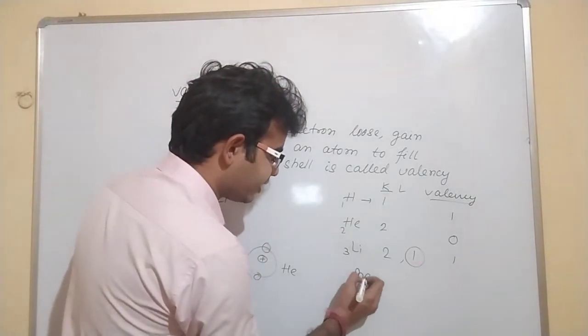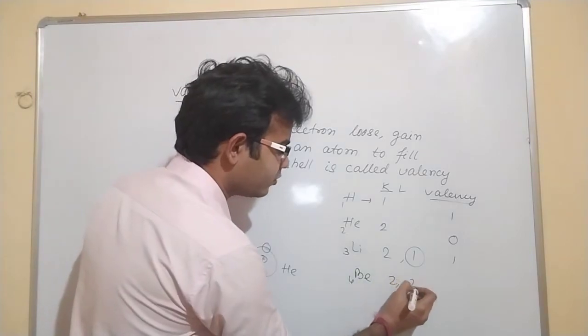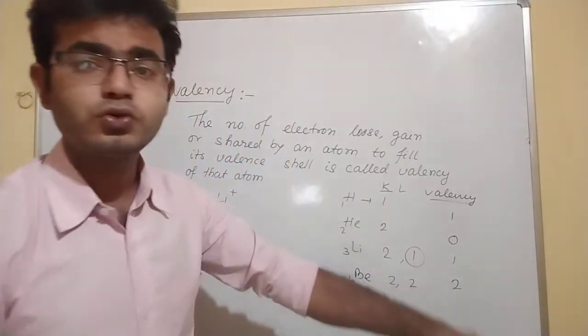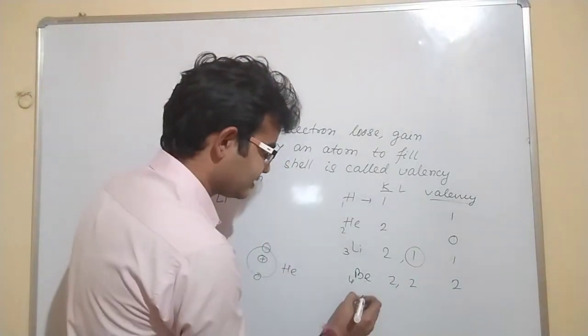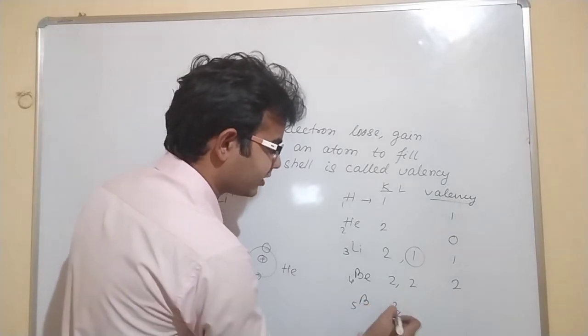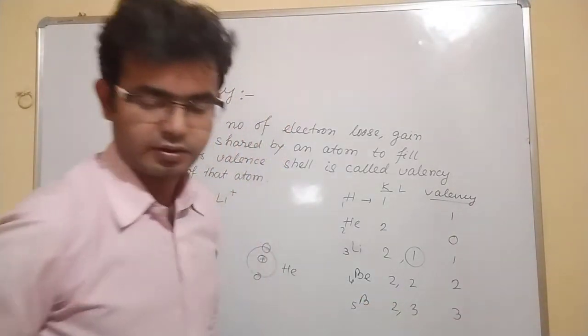Let me discuss beryllium, the fourth atom, with configuration 2, 2. Its valency will be 2, as it will lose 2 electrons. Same case for boron, atomic number 5, configuration 2, 3. Its valency will be 3.